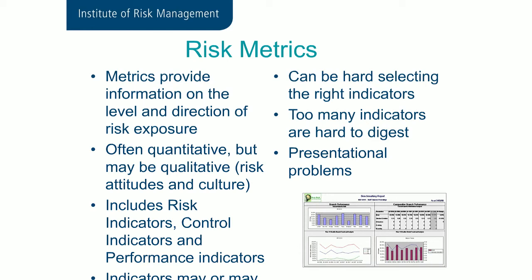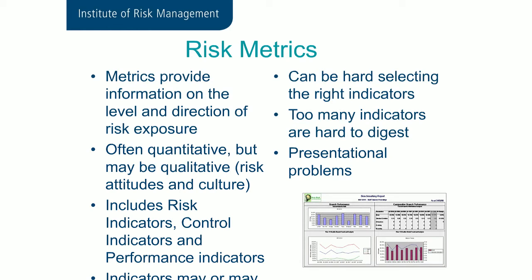So an indicator might be key where it's connected to a key risk, or it may be where an indicator is a particularly good predictor of your exposure to a specific type of risk. So metrics are key if they're linked to key risks, or if those metrics are particularly good predictors of particular types of risk.